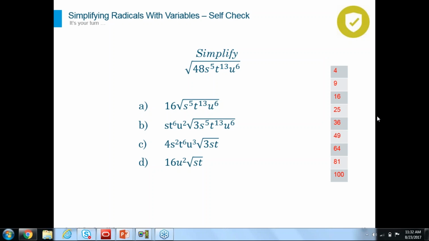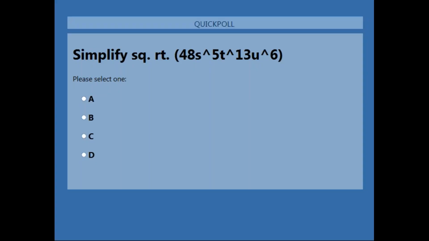Okay, I'll give you extra time because that question is a little bit challenging. And here is the other screen where you can input your answers.